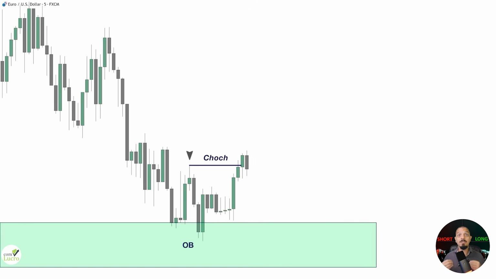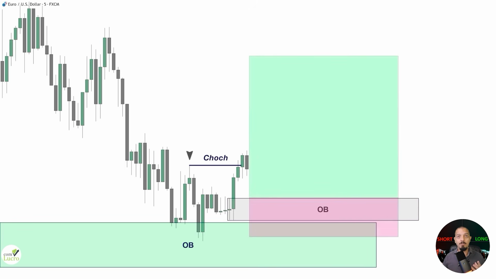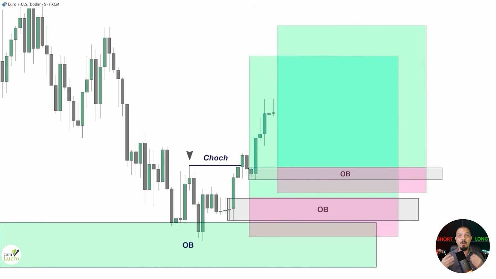The next step is to wait for price to form bullish order blocks, and then use them as entry points. Here, the market creates its first bullish order block, so we open a long position. As price continues to push higher, another order block forms, but this time without invalidating the previous setup. We open a second long trade based on this new formation.